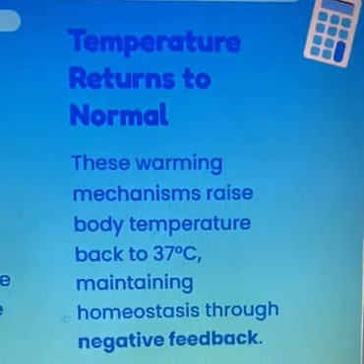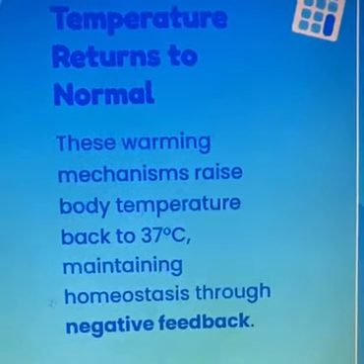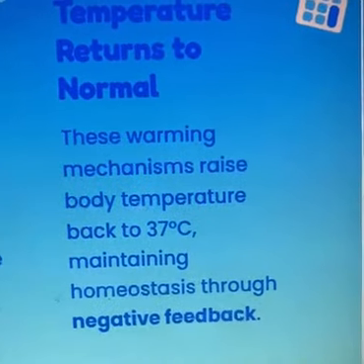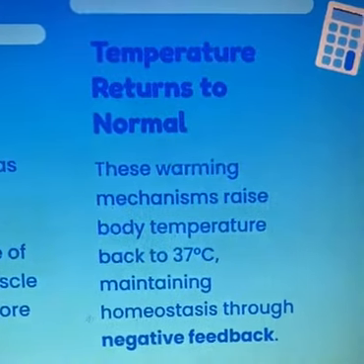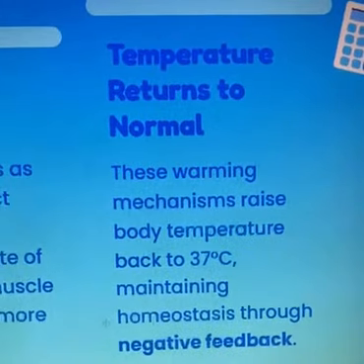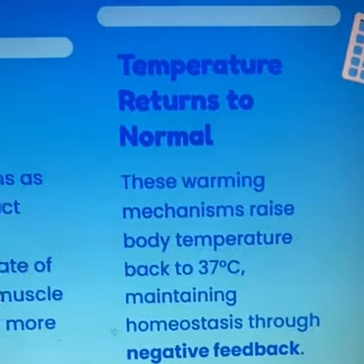And at the last, temperature returns to normal. This warming mechanism raises body temperature back to 37 degrees Celsius. So see, it's going back again to 37 degrees Celsius, which means maintaining the constant body temperature. And again, this is a negative feedback.